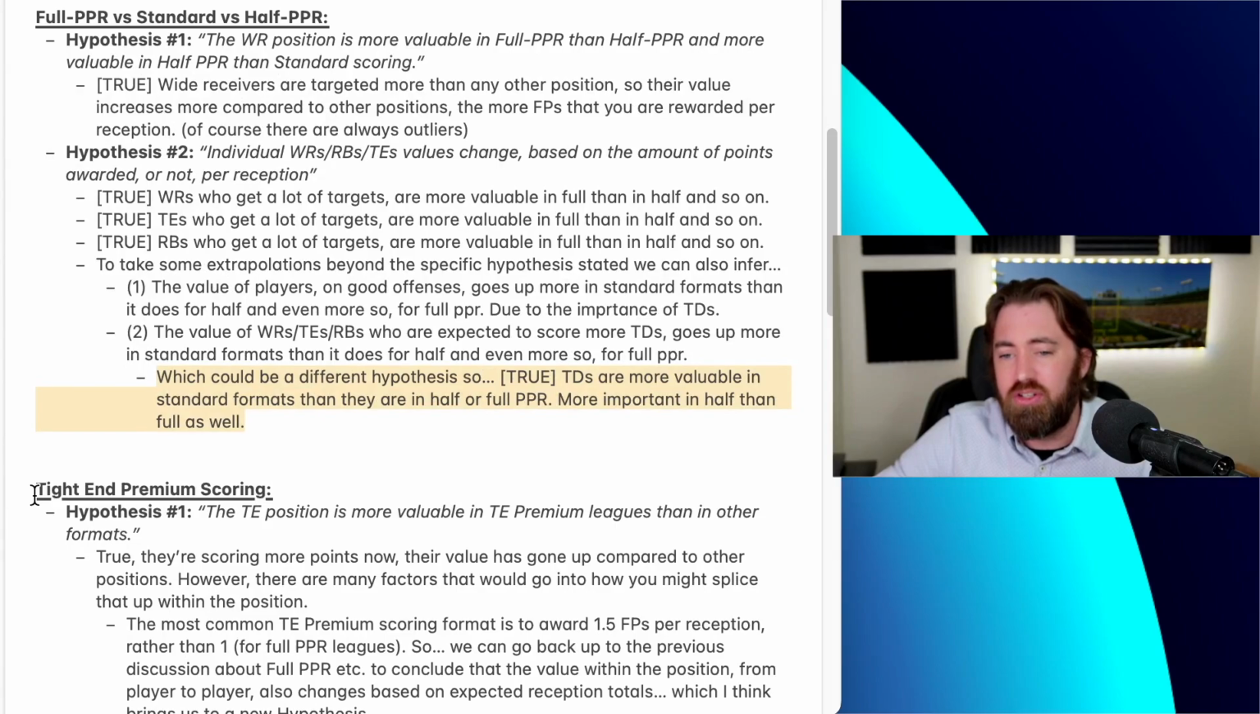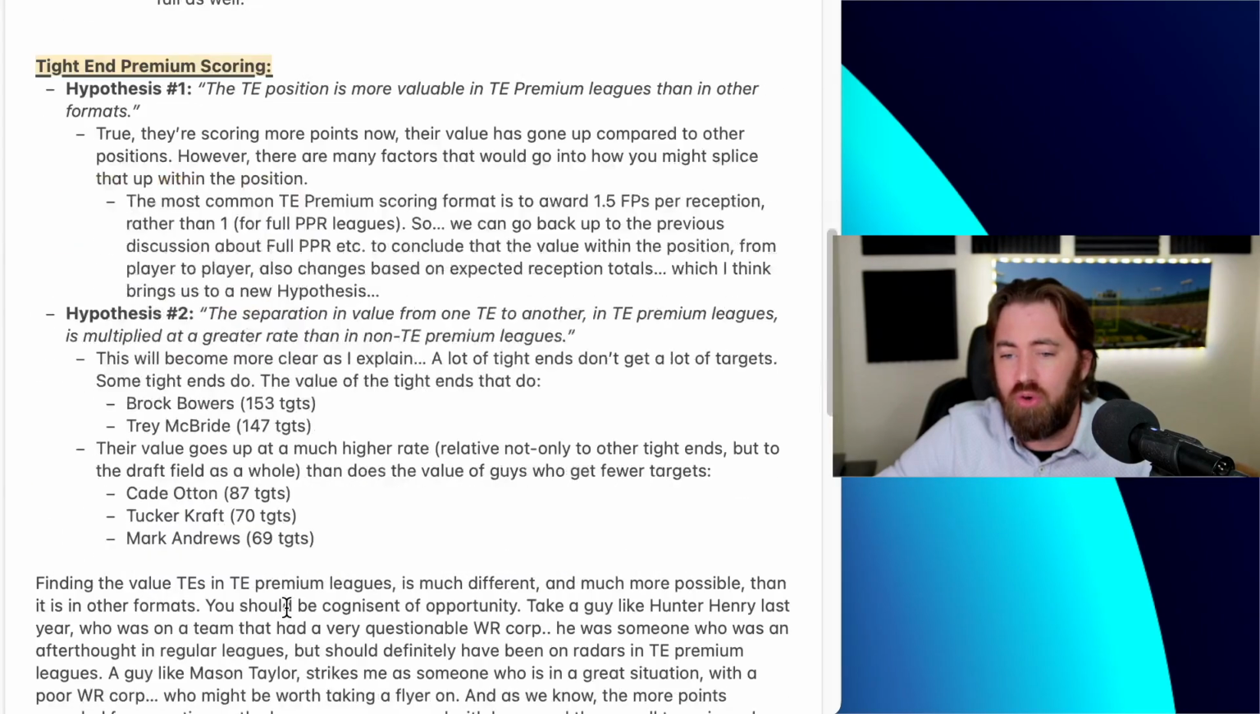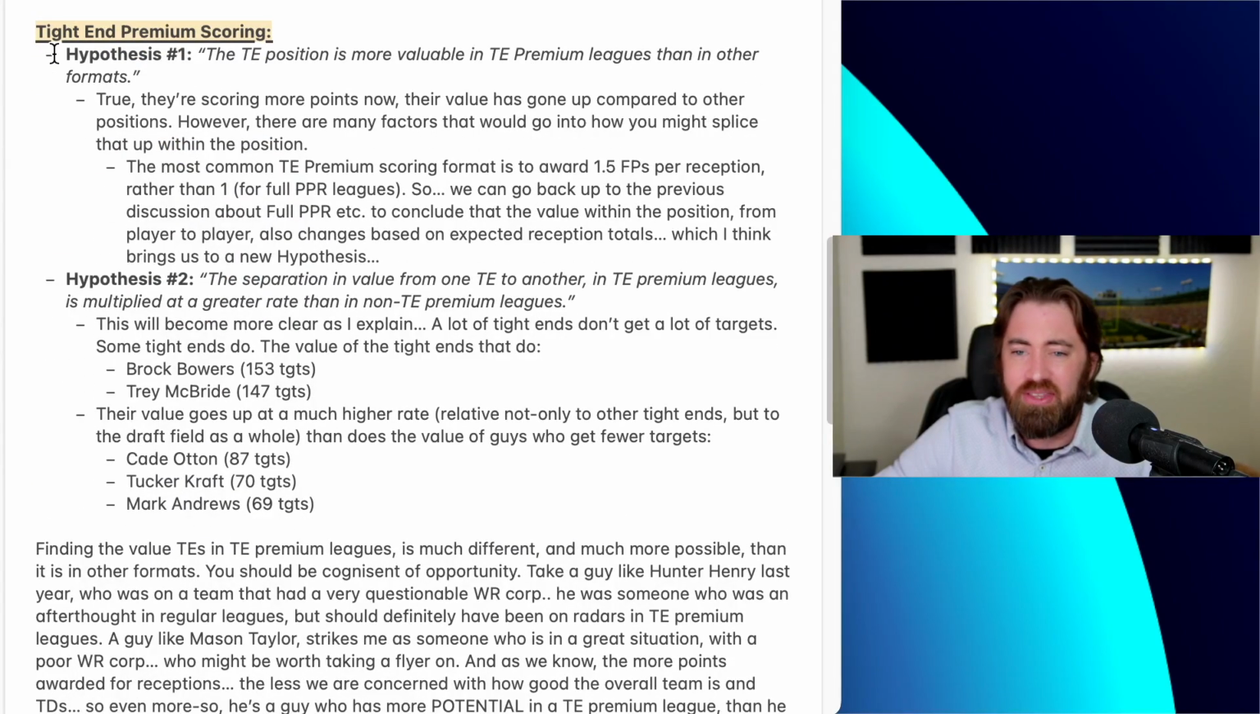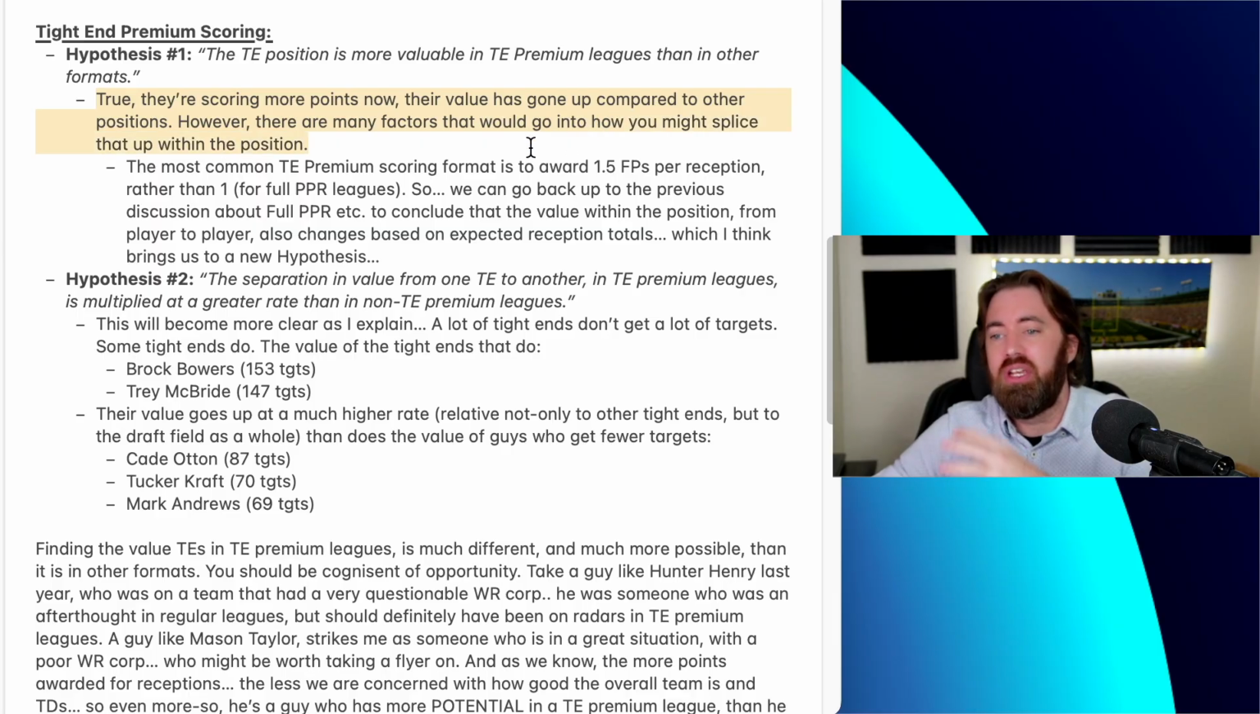And that's going to bring us on to tight end premium scoring leagues. So, hypothesis number 1, the tight end position is more valuable in tight end premium leagues than in other formats. Intuitively, this is true. They are scoring more points now. Now their value has gone up compared to other positions at a higher rate. However, there are also many factors that would go into how you might splice that up within the position.